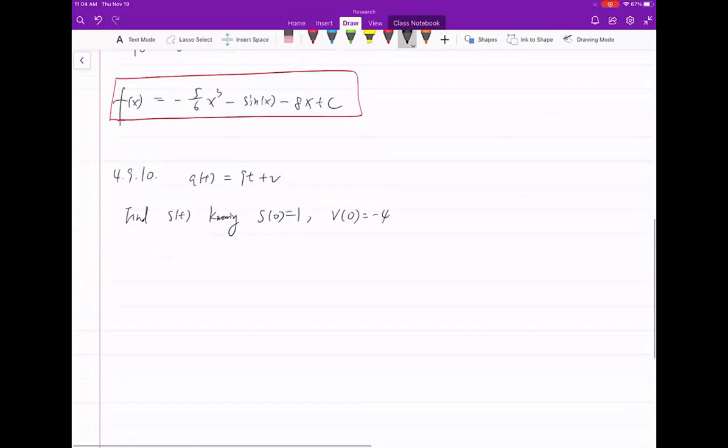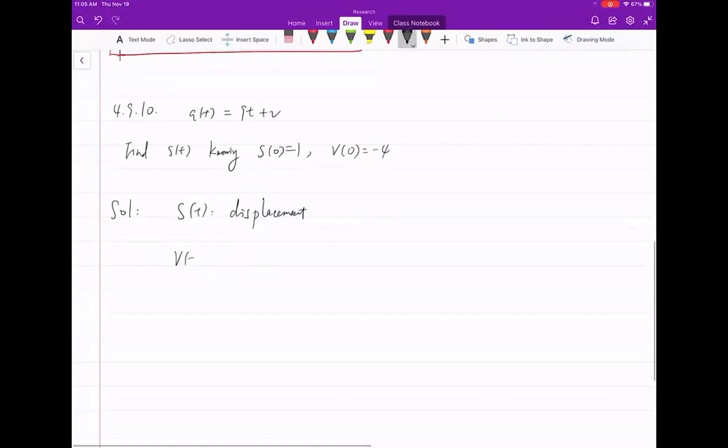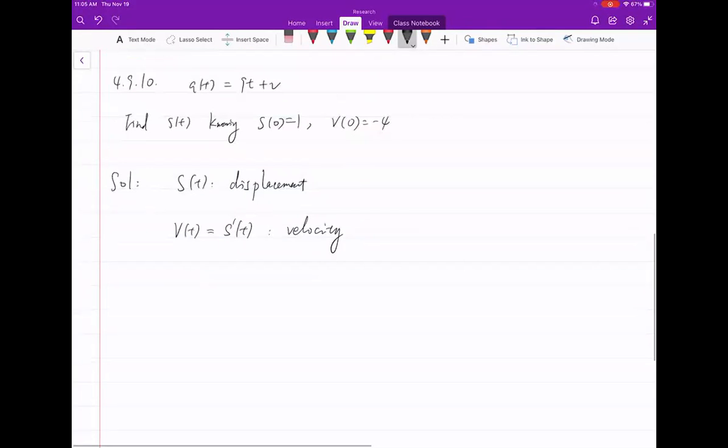Okay, so this is something from physics. The first thing you want to figure out is actually the relationship between s, v, and a. s is going to be the displacement. v is going to be the velocity. Therefore, it's going to be s prime t. And finally, a is going to be the acceleration, which is going to be v prime t, which is s prime prime t.